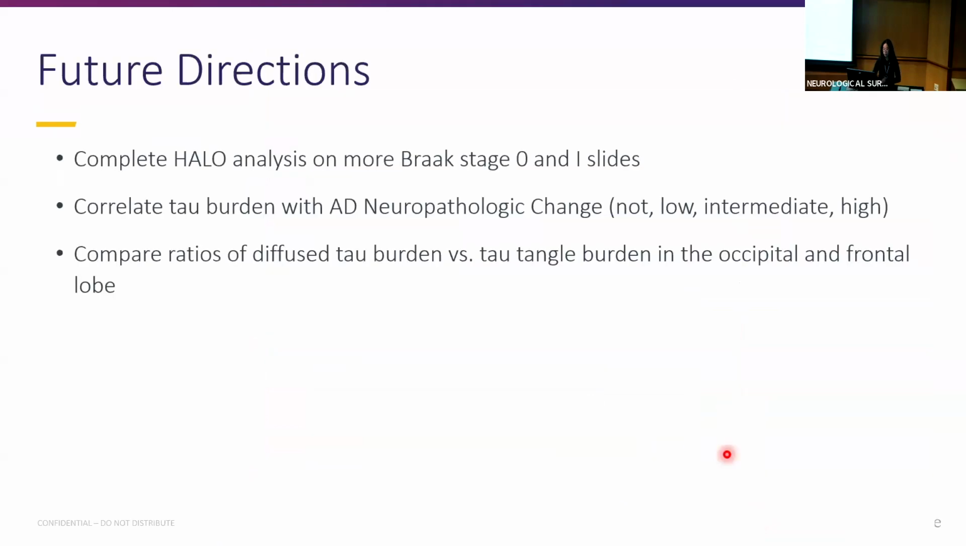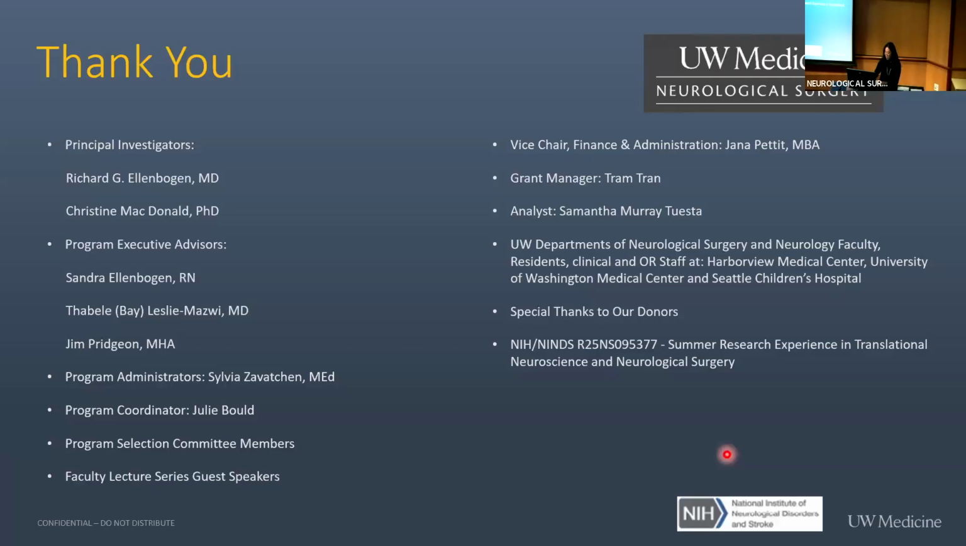Future directions. One of the issues is that we didn't have as many slides with brains that are Braak stage 0 or 1 compared to the later stages. So hopefully in the future, as we continue to receive brain donations, it might be possible to complete Halo analysis on those more representative brains. We hope to correlate tau burden with a more general staging system called Alzheimer's disease neuropathologic change. And we hope to compare the ratios of diffuse tau burden versus tau tangle burden in the occipital and frontal lobes. And that's the end of my presentation.